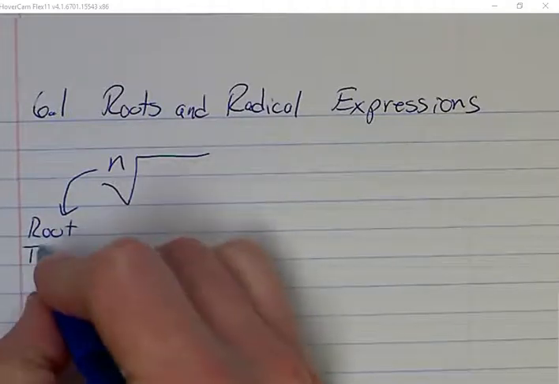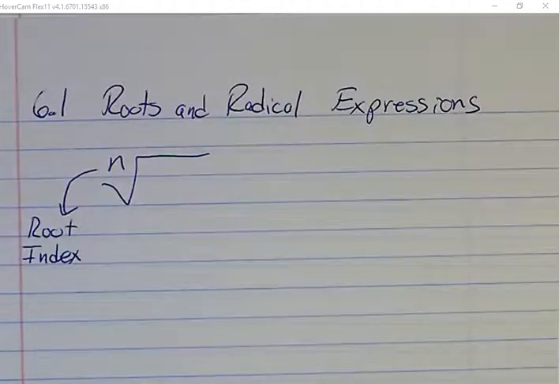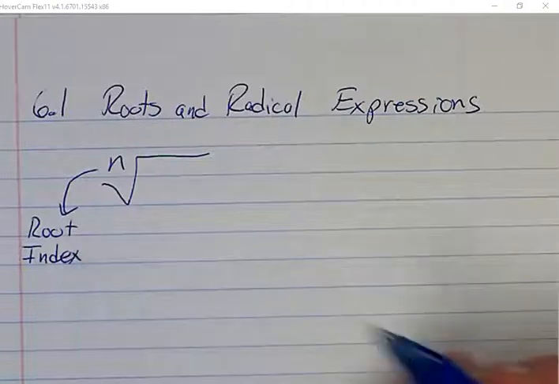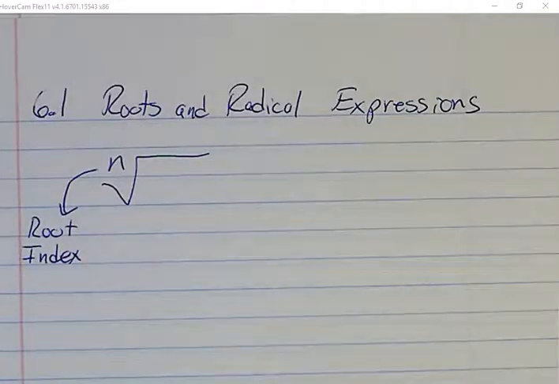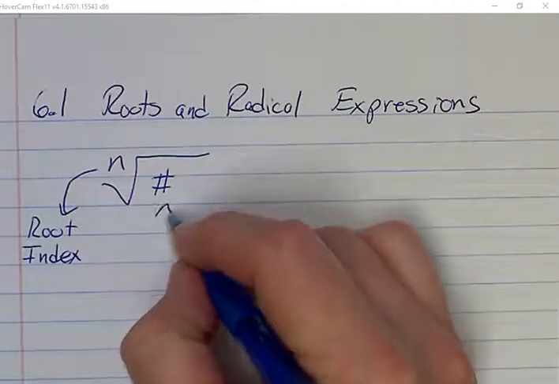that's the root or the index. They'll kind of flip back and forth with what they call that. Technically that's the index, but most of the time you're going to hear them flip back and forth between root or index. So either one of those two is fine. The number that's on the inside, that's called the radicand.